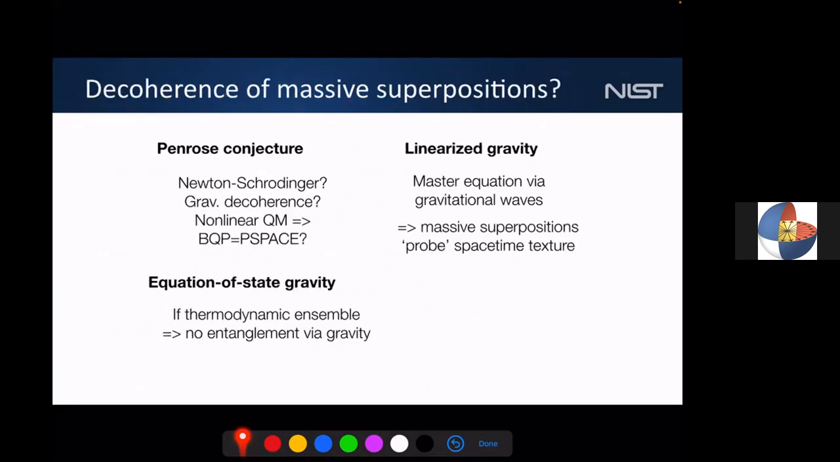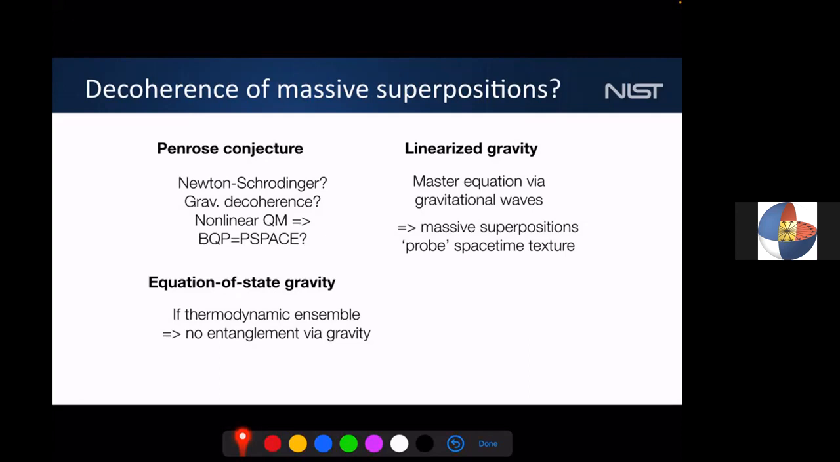Now, why would a massive superposition decohere? We don't really know. We can speculate though, right? One speculation is what I call the Penrose conjecture, which is sort of the Penrose theories, in which you assume that to make semi-classical gravity work, you have to have some decoherence of the systems, which prevents the contradictions that would be inherent in semi-classical gravity and quantum mechanics. And you can come up with equations like the Newton-Schrodinger equation, which is a sort of a guess at how this type of thing might work. You can come up with theories of gravitational decoherence, which become quite interesting and involved.